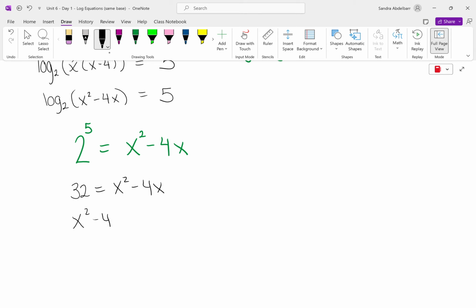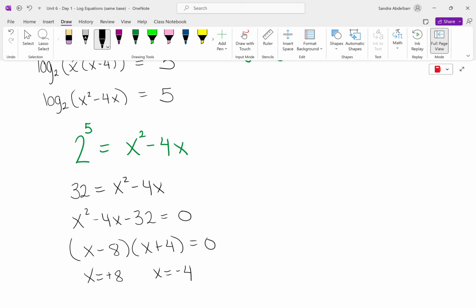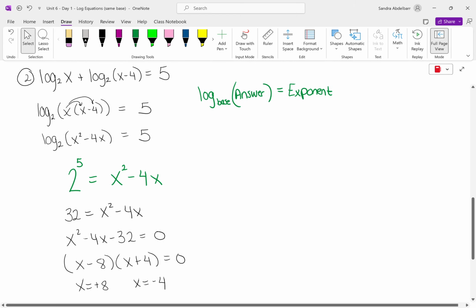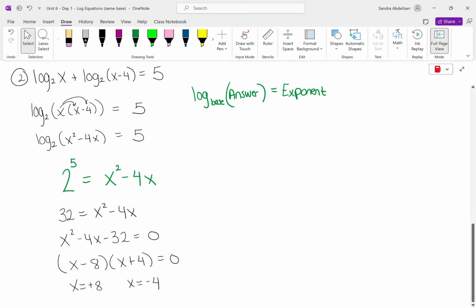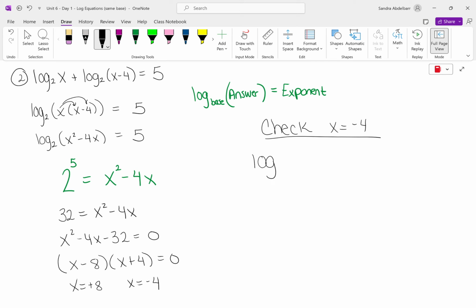We're going to have to factor, so set it equal to 0. X squared minus 4x minus 32 equals 0. When you factor, you're going to get x minus 8 and an x plus 4. X equals positive 8 and x equals negative 4. Now we need to check. So I'm going to check x equals negative 4 first.